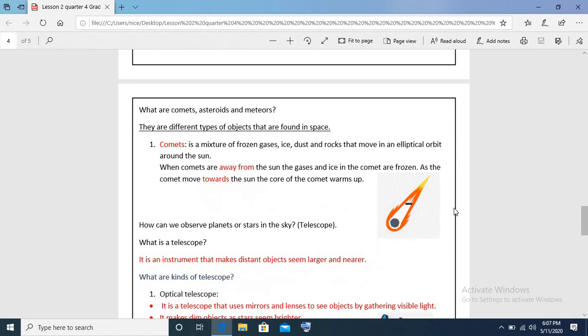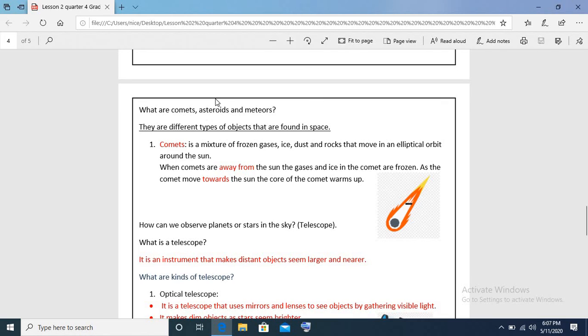What's a comet? Look here, that's the comet. It's a mixture of frozen gases, ice, dust and rocks that move in an elliptical orbit, which means oval orbit, around the sun. So it's formed of frozen gas, ice, dust and rocks. When comets are away from the sun, the gases of course are frozen. What about if it comes towards the sun? The core of the comet warms up. When the comet moves toward the sun, the core of the comet warms up.